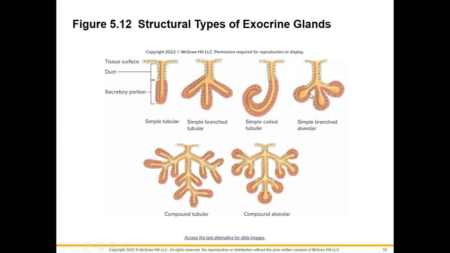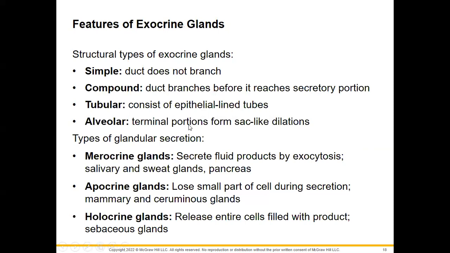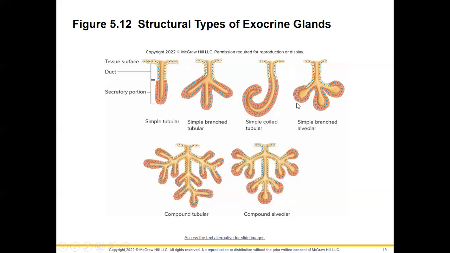And this is alveolar, because remember it said that the alveolar, let's go back, alveolar, the terminal portions form sac-like dilations. Sac-like, it looks like little sacs, right? So these are simple branched alveolar glands. This is compound because you have more than one duct branch. Compound alveolar because these are dilated ends. This is compound tubular because you have tubes instead of dilations. All right.